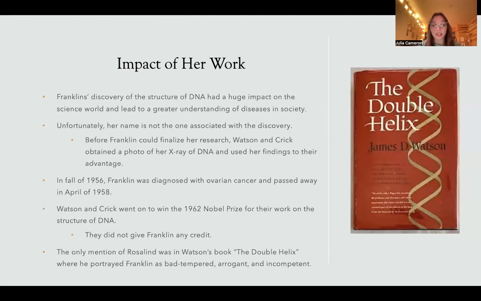Watson and Crick went on to win the 1962 Nobel Prize for their work on the structure of DNA. They did not give Franklin any credit. The only mention of Rosalind was in Watson's book, The Double Helix, where he portrayed Franklin as bad-tempered, arrogant, and incompetent. And that's the photo seen at right.